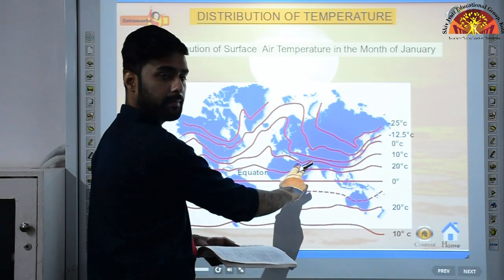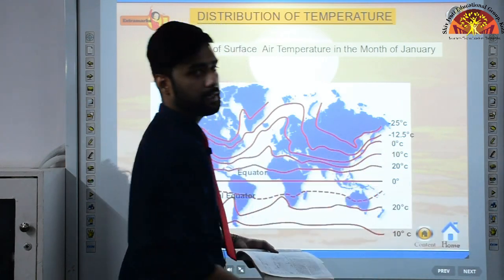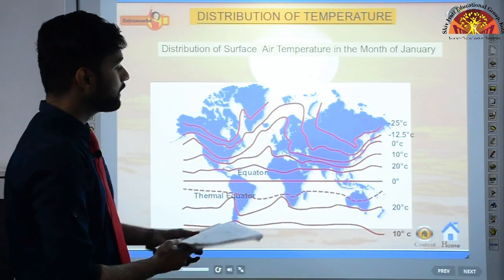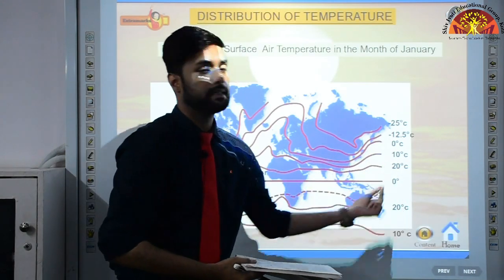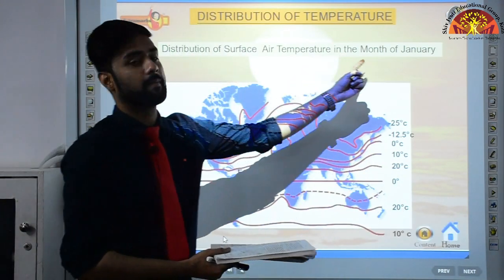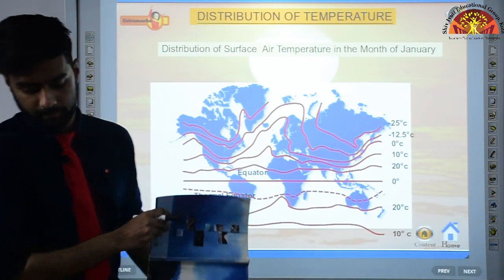Then Saudi Arabia, then it is also going through India and further towards the Pacific. Now all the places which this line is covering will have an average temperature of 20 degrees Celsius in the month of January. Okay, now you will see a variation.